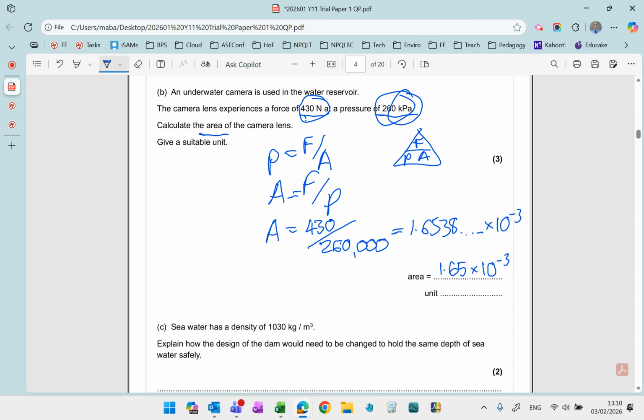Okay, and now the units of area in this formula are meters squared. If you're not sure why, I can prove it to you. The units of force are newtons, the units of pressure are pascals. But a pascal is a newton per meter squared. So if you cancel the newtons with the newtons and bring the meter squared up to the top, then that gives you the correct units of meter squared.